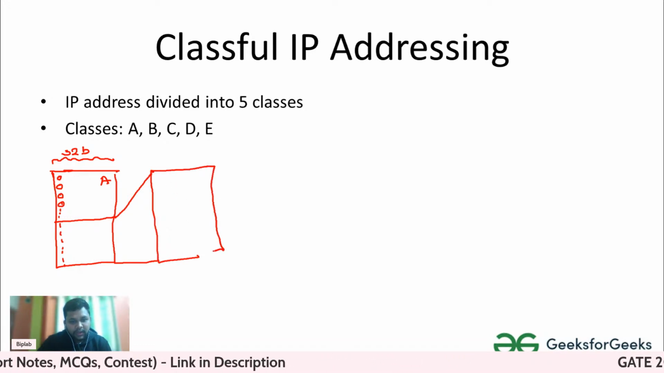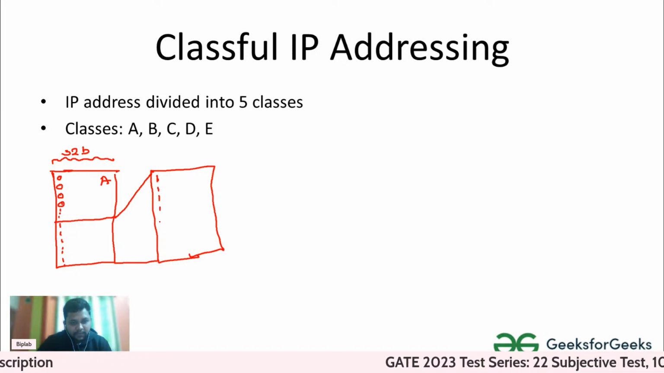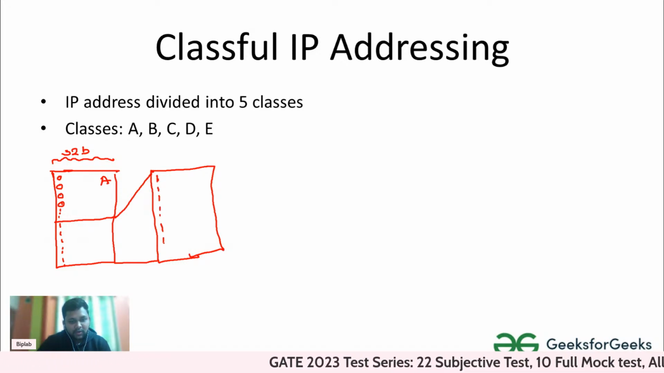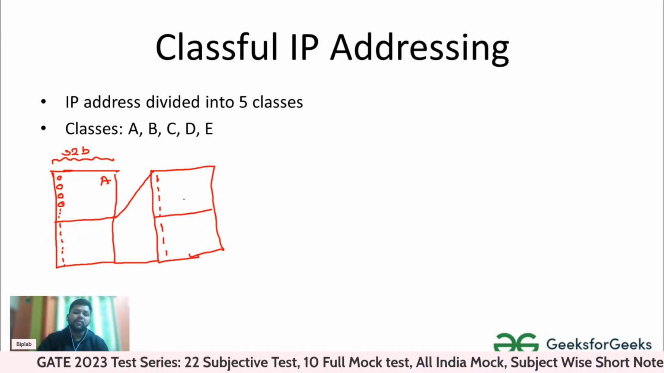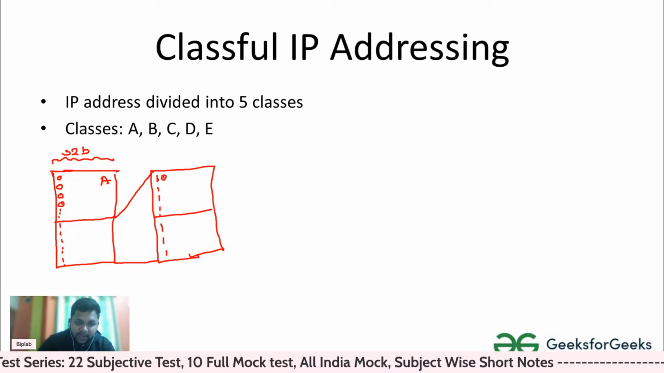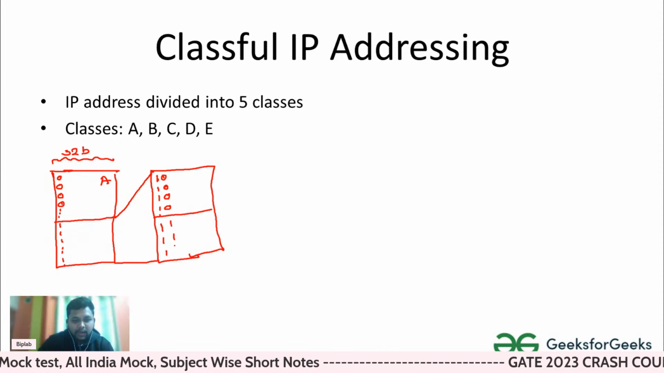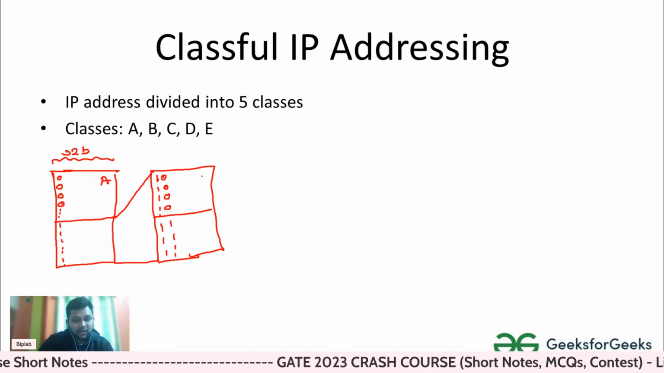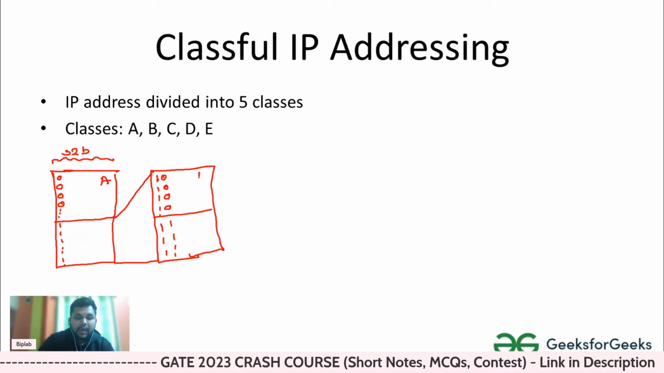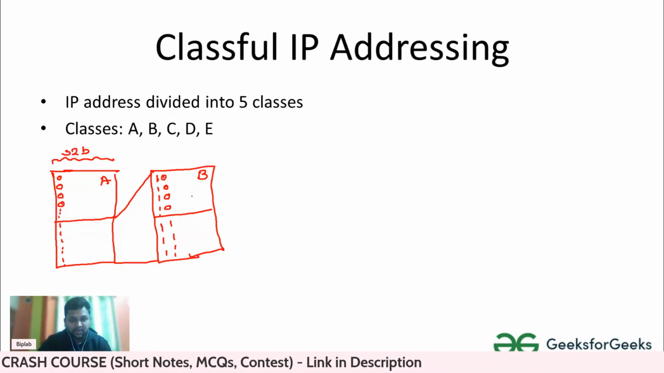So, if you zoom in here, all IP addresses start with 1, isn't it? All starting with 1. Now the question is, what will be the second bit? The second bit here can be 0, or the second bit can be 1 again in some IP addresses. So when your second bit is 0 and the first bit is 1, at that time we call it a class B IP address.